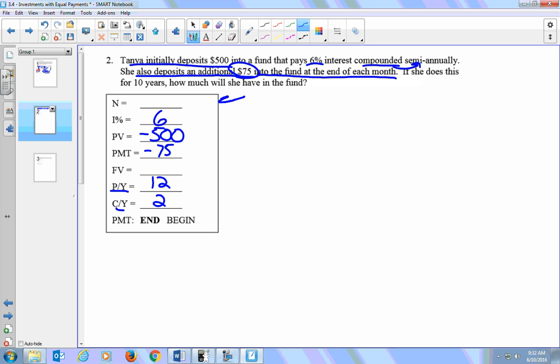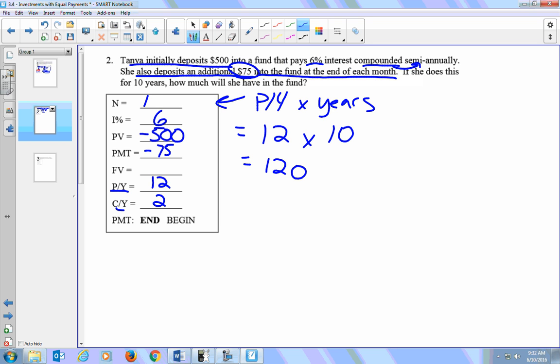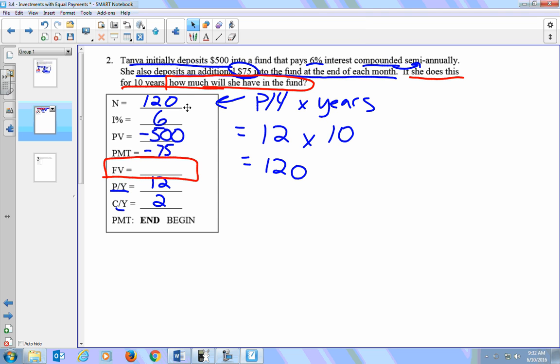Now for the N, it's our payments per year times years, and our payments per year were 12 times 10 years. So 12 times 10 gives us 120. So we put 120 up here for our N. And now our only unknown is the future value, which is good because it's asking at the end, if she does this for 10 years, how much will she have in the fund? Future value is how much you have in the fund at the end.